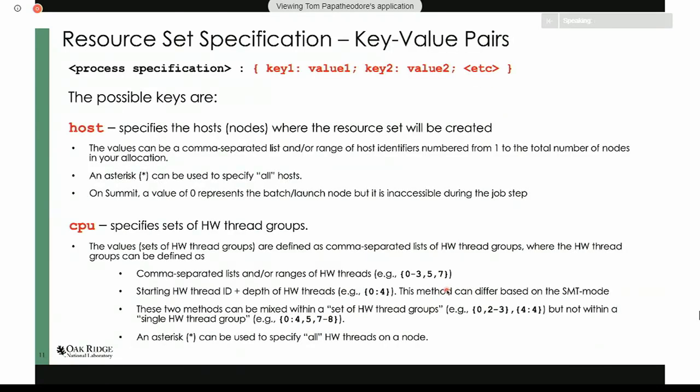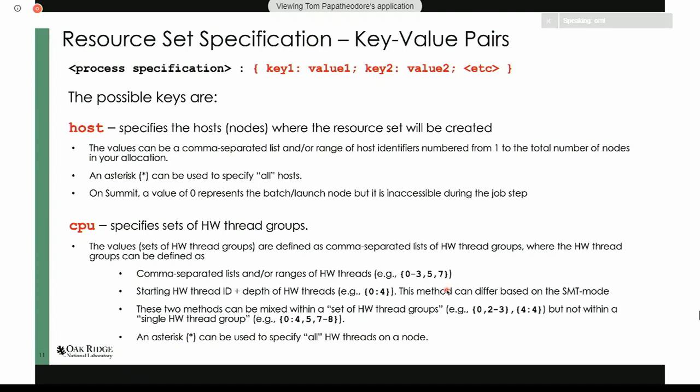So host is the first key we'll look at. This lets you specify the hosts or the nodes where the resource sets will be created. The values can be a comma-separated list and/or a range of host identifiers numbered from 1 to the total number of nodes in your allocation. You can also use an asterisk to say I want all nodes in my allocation to create these resource sets.